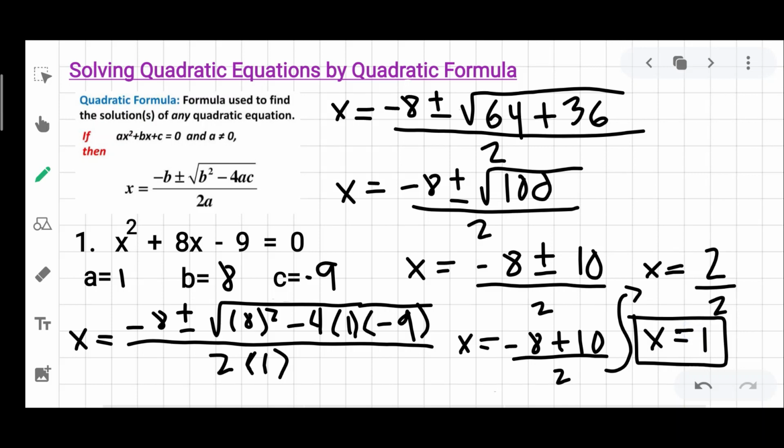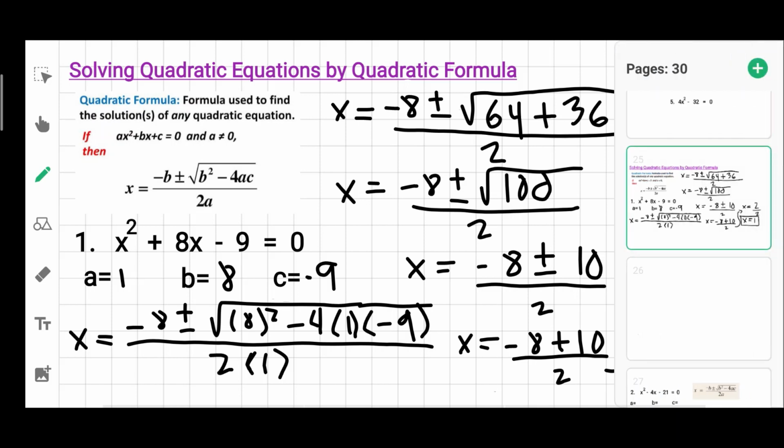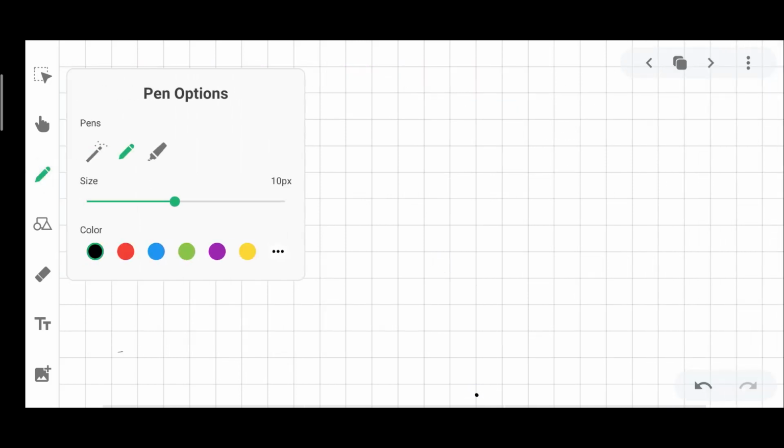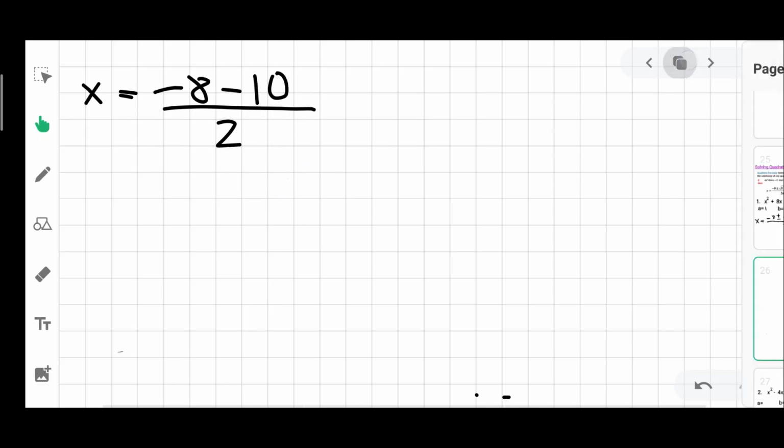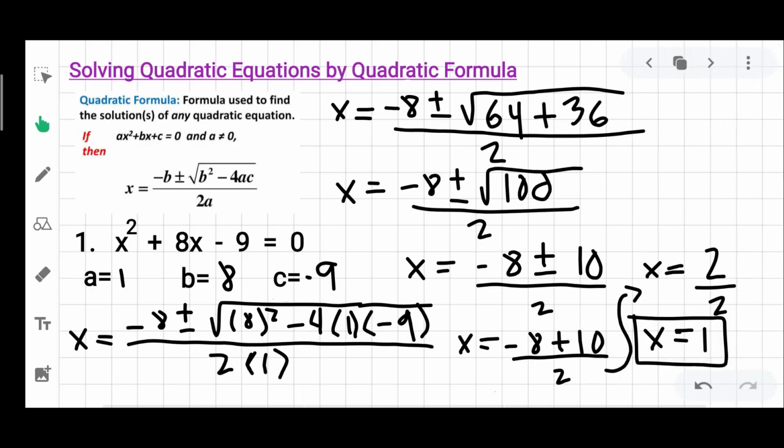So, paano naman sa isa pang solution? Okay, so gagamit tayo ng isa pang page. We have x equals negative 8 minus 10 over 2. So, saan ko nakuha ito? Dito ko nakuha yan. Ang ginamit ko kanina plus, di ba? Ngayon naman, yung minus naman ang gagamitin ko. Ito yon.